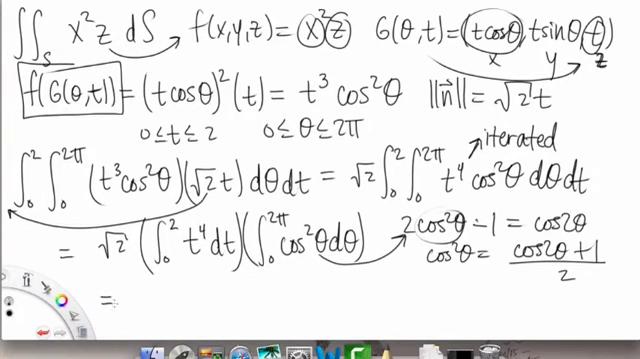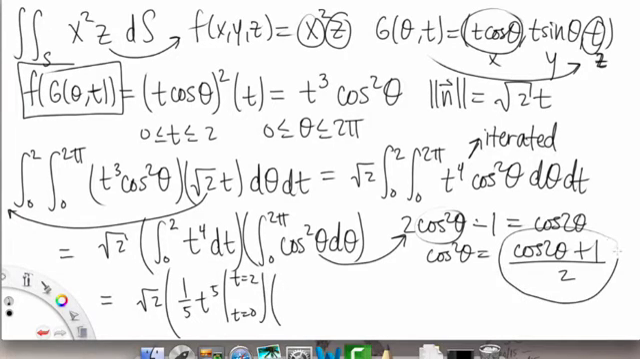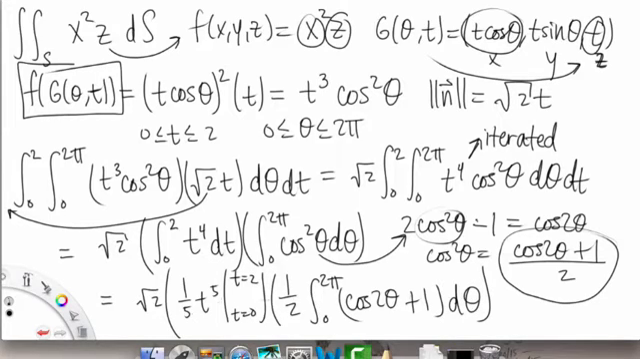So what we have over here is radical 2 just stays in front. And here I'm going to integrate the t part, so that's t to the fifth as t goes from 0 up to 2. And then here, I'm just going to rewrite that as this thing, so 1/2 times all of that. I'll just write the 1/2 in front for convenience. And then we have 0 to 2 pi, cosine 2 theta plus 1, and a d theta. Okay, so keep this in mind, and I'll continue on the next slide.